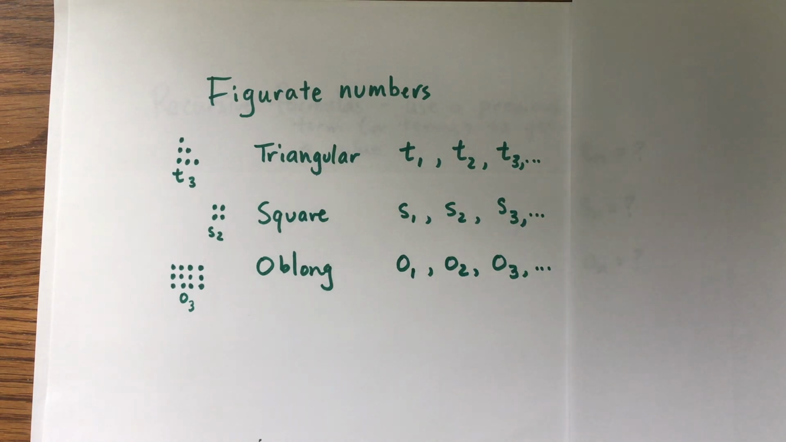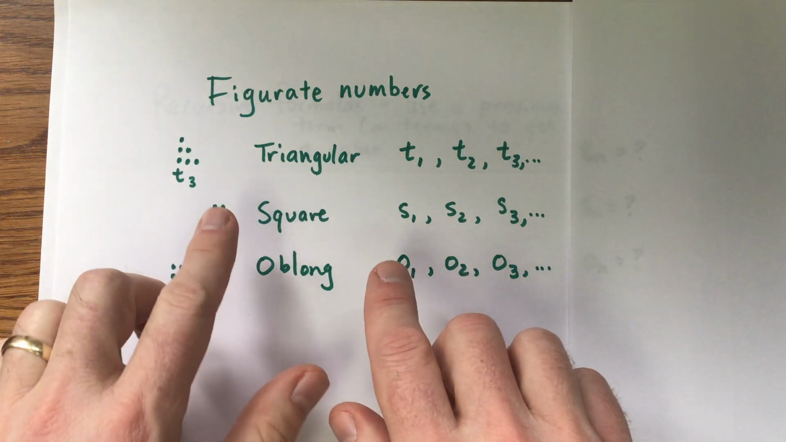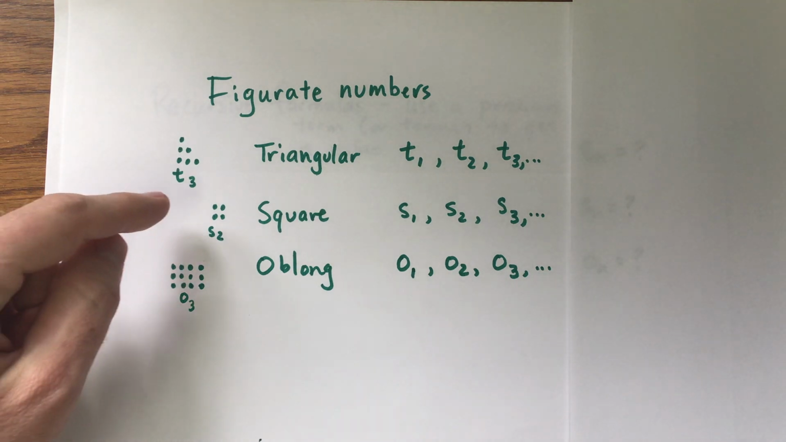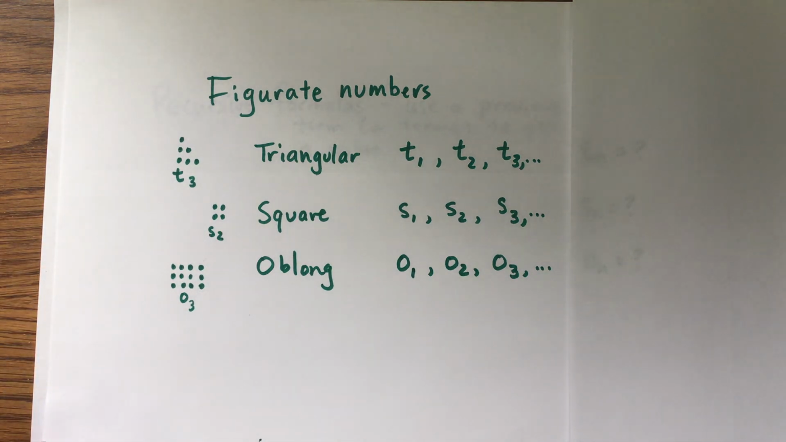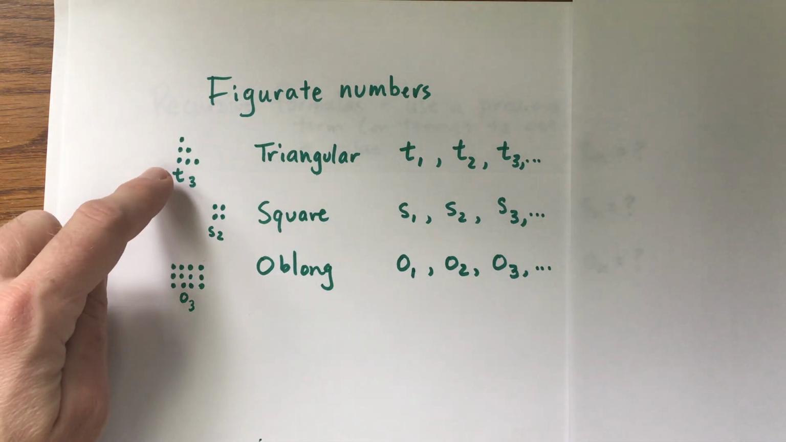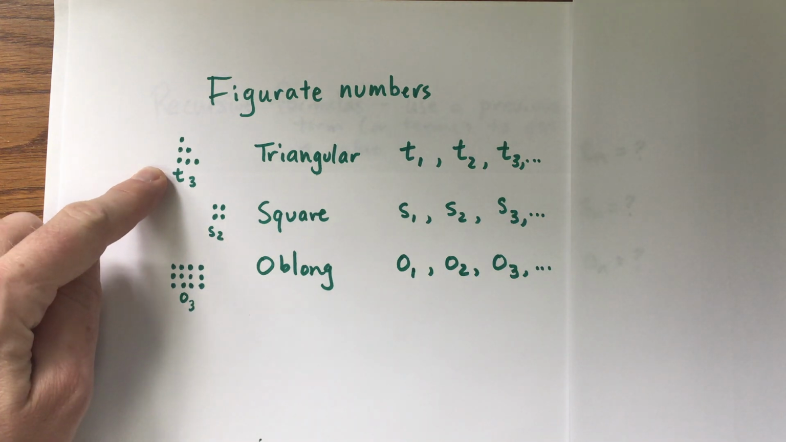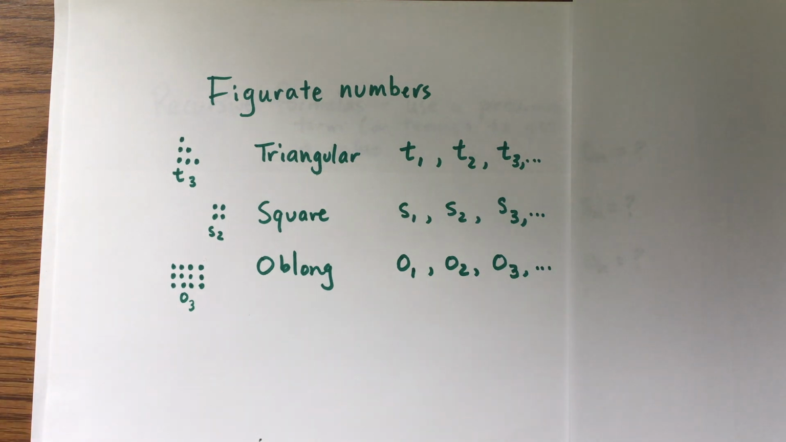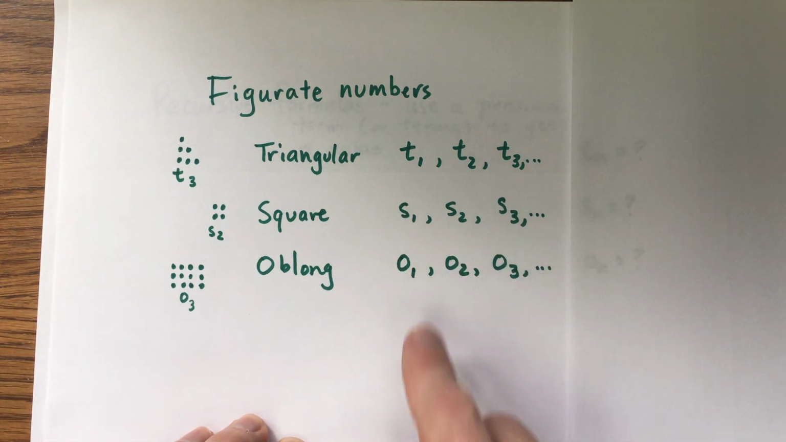All right, in this video I want to look at some figurate numbers, some sequences, and talk about some ways to find formulas for them. So we're looking at three types of figurate numbers: the triangular numbers, the square numbers, the oblong numbers. I'm giving some examples like the third triangular number I'm calling T3, or the second square number S2, or the third oblong number O3. And in general, we have these sequences here.